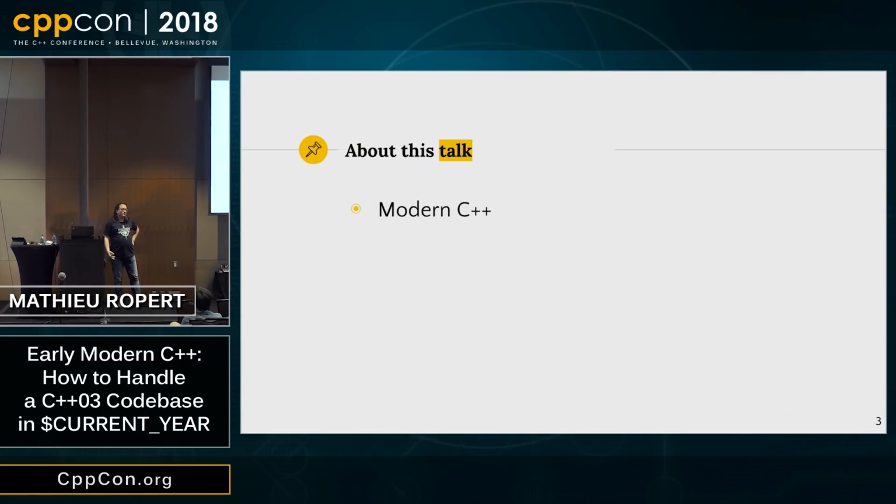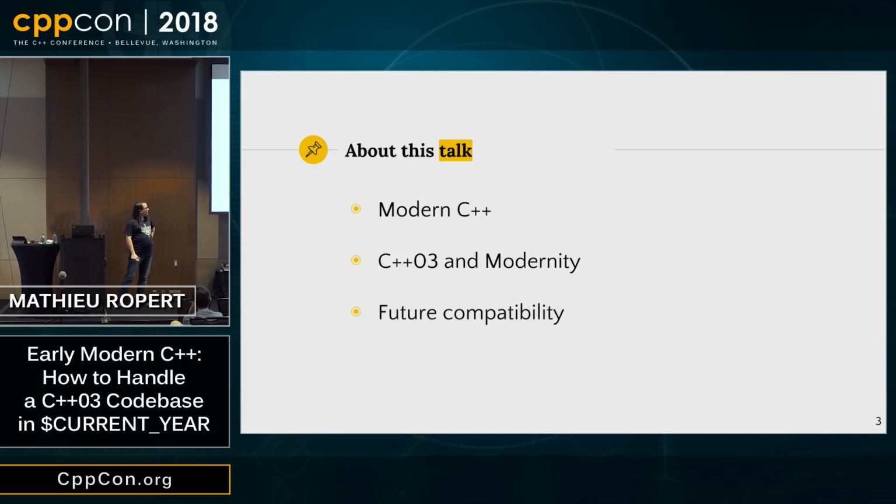We're going to talk about modern C++, of course. We're going to talk about C++03 and modernity, like what's the relationship between the two. We're going to talk about future compatibility. If you try to be ahead of your standard, how would you do that? And how would you retain compatibility with whatever comes next? And of course, upgrading, because even if I may give you some solutions to your actual problem, I still believe that the ultimate solution for everybody is to plain upgrade to something more recent.